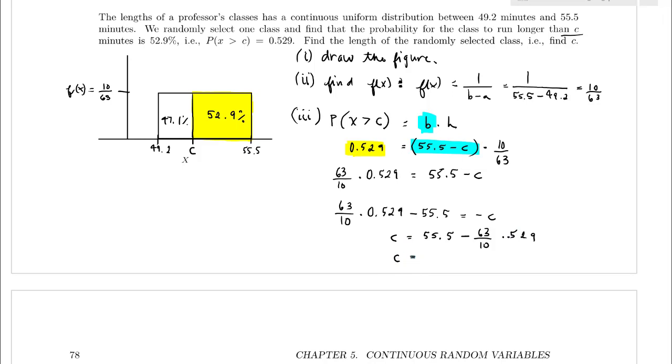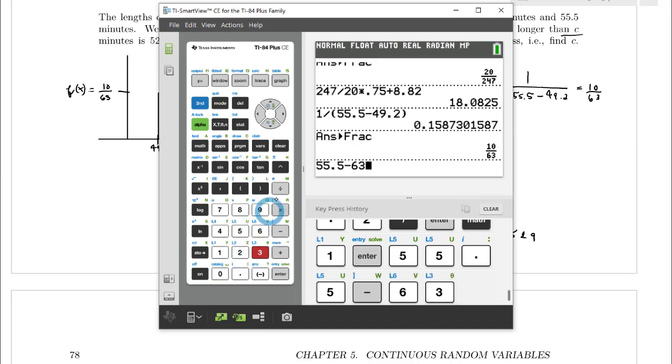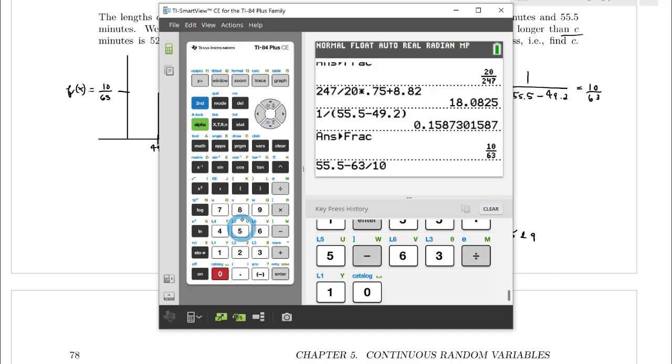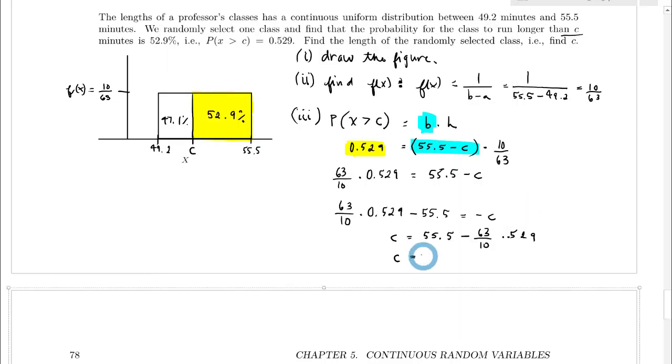And it says it's minutes, right? So we'll round to the tenths place. So 55.5 minus 63 over 10 times 0.529. And so I'll round to the nearest tenth, so 52.2 minutes.